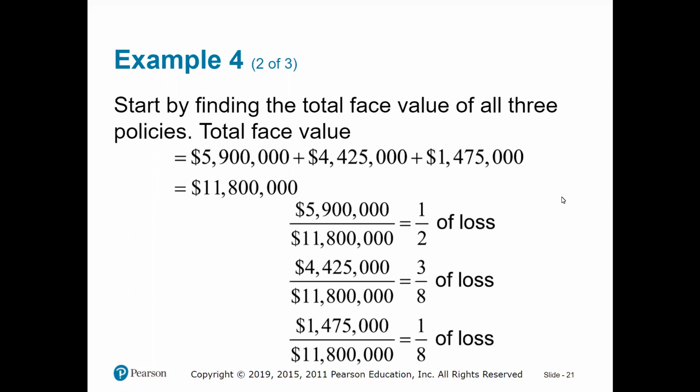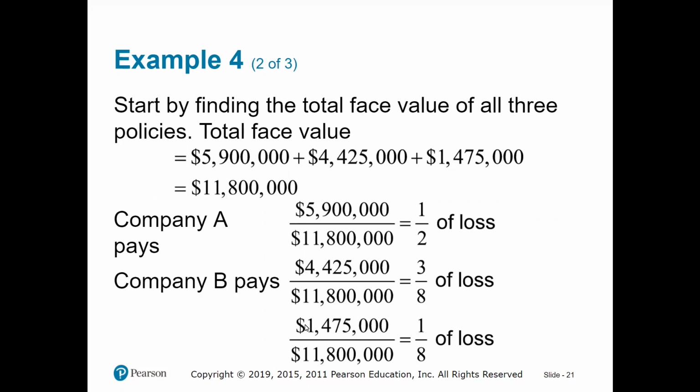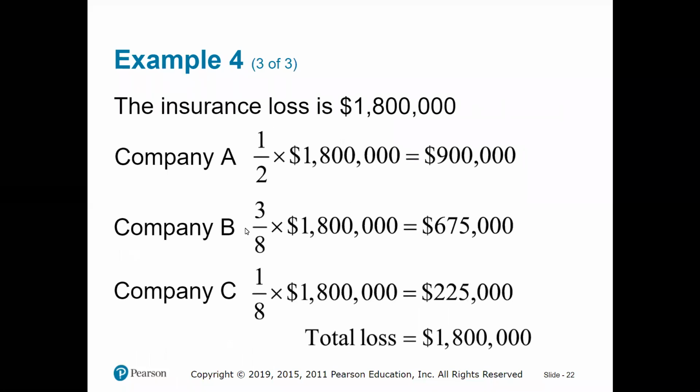Start by finding the total face values of the 3 policies. So total face value is equal to $11,800,000. So Company A will pay 1/2 of the loss. Company B will pay 3/8 of the loss, and Company C will pay 1/8 of the loss. And that does equal all of it.